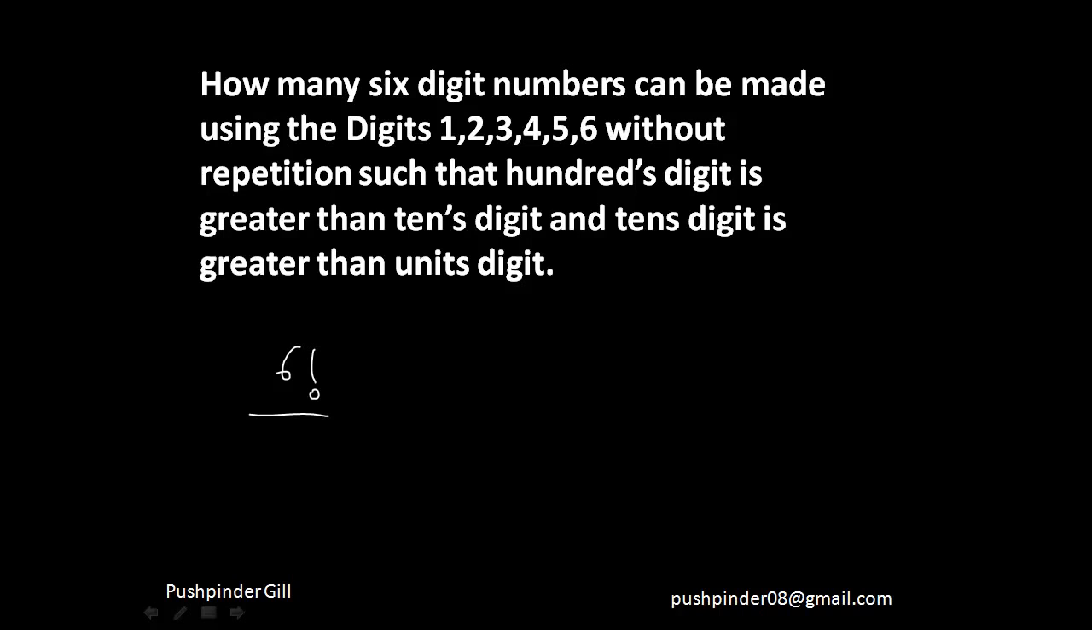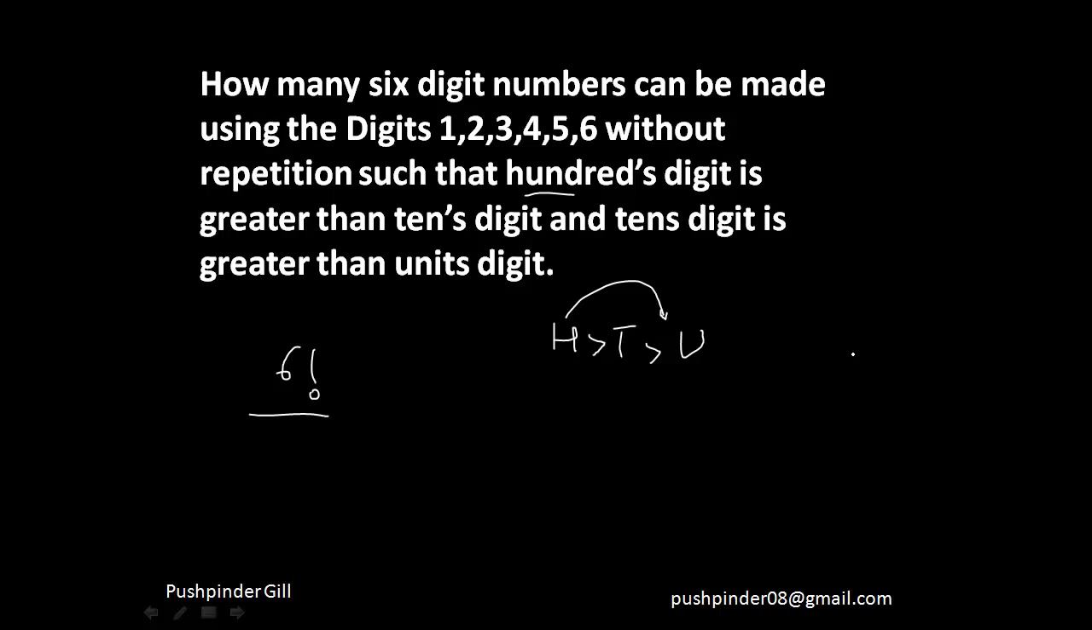Now you can clearly see the hundreds digit has to be greater than the tens digit, and the tens digit has to be greater than the units digit. That means indirectly the hundreds digit also has to be greater than the units digit. That means these 3 digits cannot interchange their positions. That means that 3 of the things are identical.